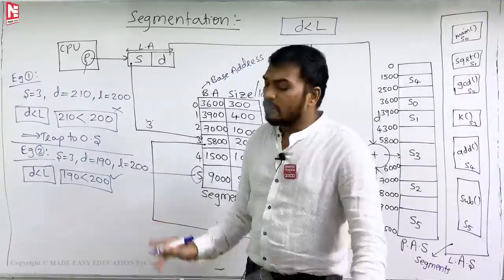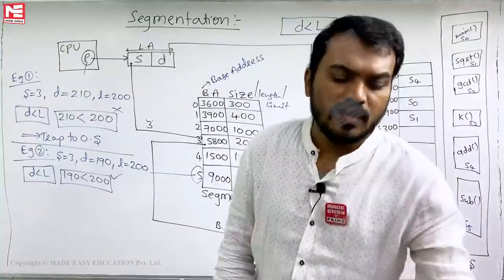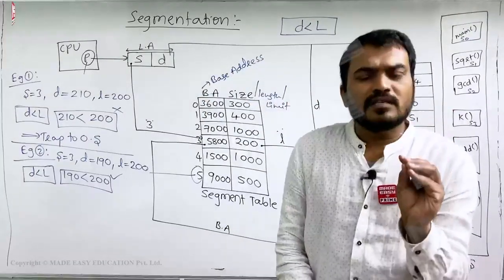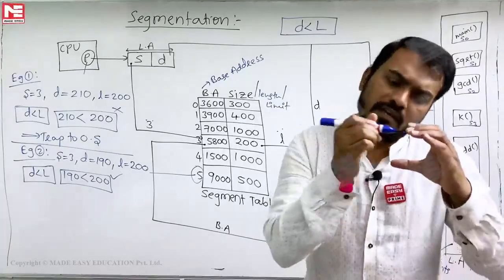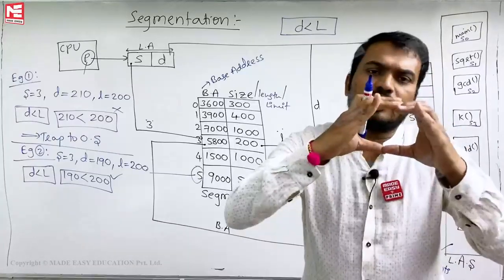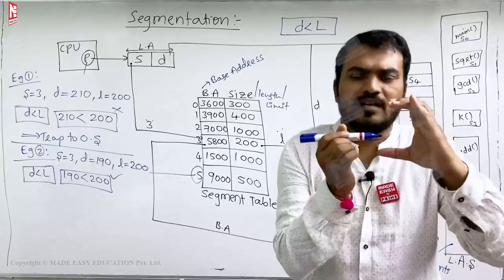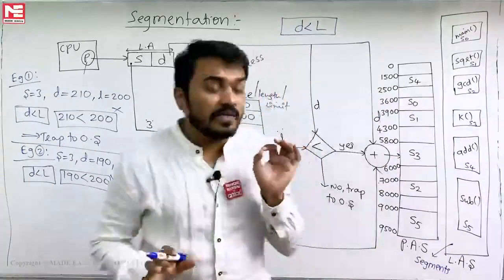If it is true, it means whatever word number the CPU is trying to refer to is within the length of the segment. The length is 200, and the word number you are referring to, 190, is within it. So there is no problem, that is fine. It is within the length of the segment.